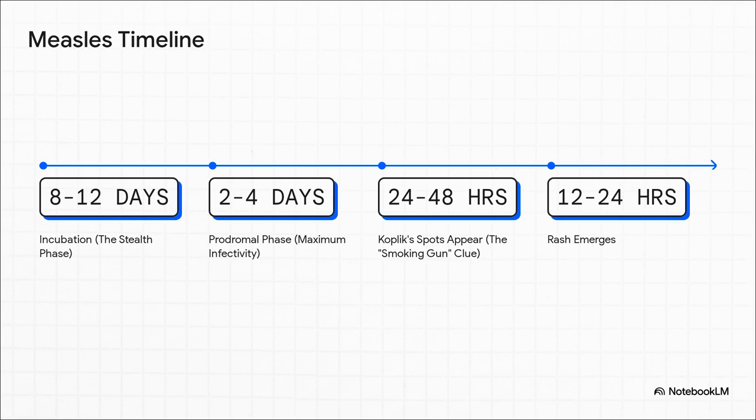Then, the prodromal phase kicks in. For 2 to 4 days, you just feel, well, flu-like. But here's the scary part. This is when you are at your most infectious. And right in the middle of that window, for a tiny, tiny period of just 24 to 48 hours, the smoking gun clue appears. And it often shows up before you even see that classic rash.